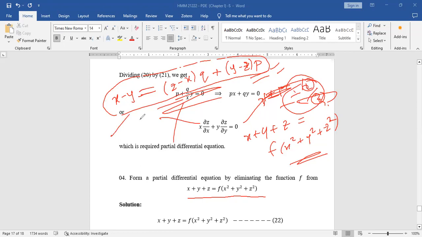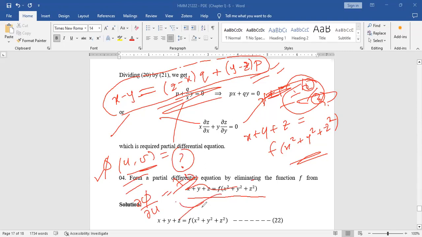Also, I have assigned some of the examples in the homework quiz as well. In the homework quiz, there's one more question about phi of u comma v. On that, you use the derived equations, the same way you have to find the answer. You have to find del phi over del u, like that. The same method. If you follow it again, you will get the answer.